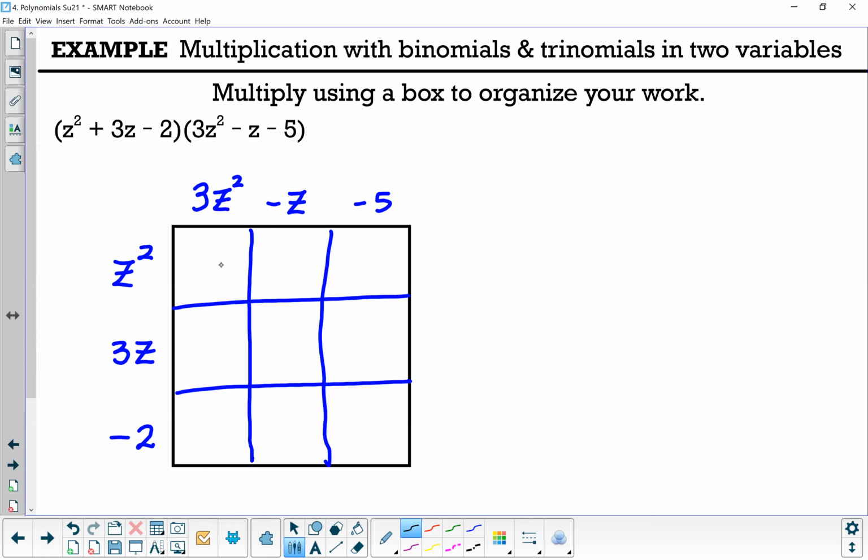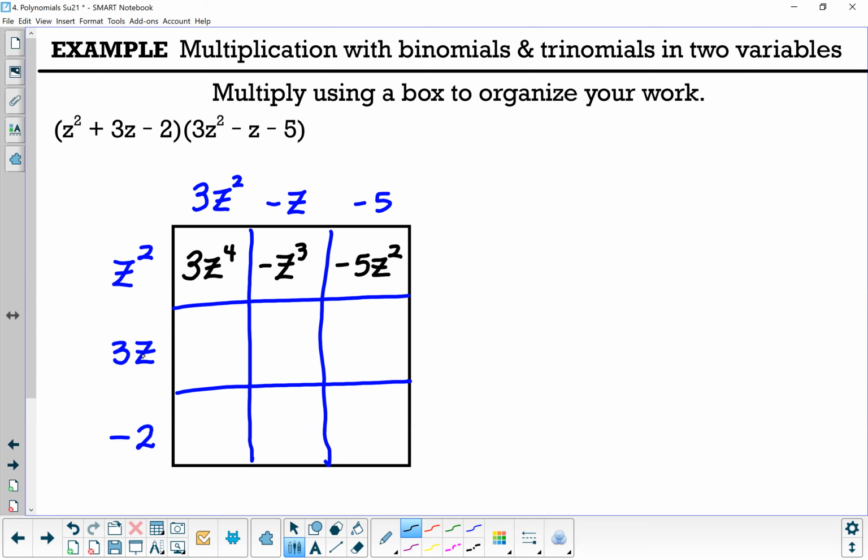So in this first corner, I'm multiplying the z squared times the 3z squared, which gives me 3z to the fourth. Next, I'm going to multiply z squared times the minus z. So that gives me minus z cubed. Then the z squared times the minus 5. So that gives me minus 5z squared.